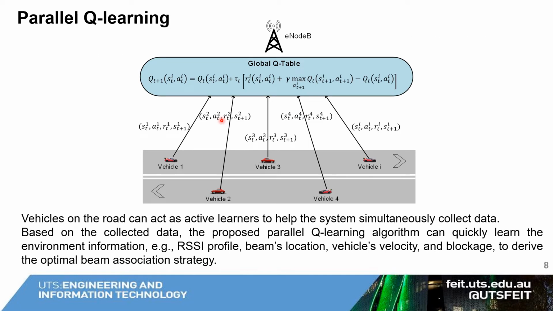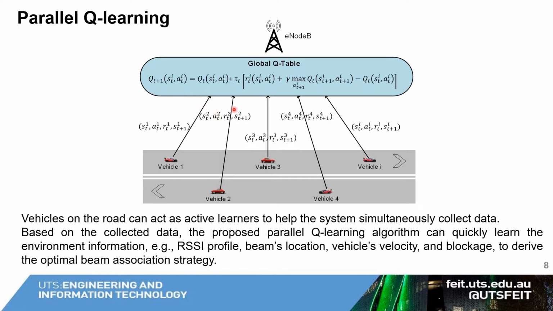To obtain the optimal beam association policy, the Q-learning algorithm is often adopted. However, the Q-learning algorithm is well known for its slow convergence rate, especially in dynamic and complicated environments as considered in this paper. To that end, we developed a lightweight parallel Q-learning algorithm to quickly obtain the optimal policy by learning from multiple vehicles at the same time.